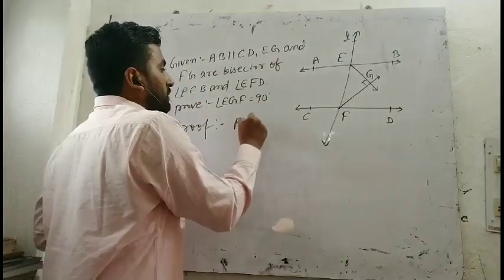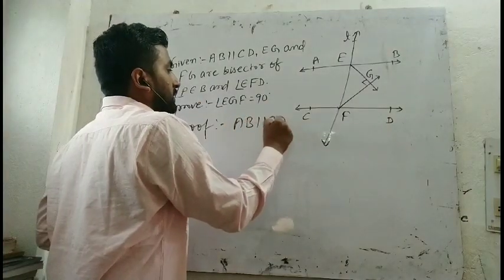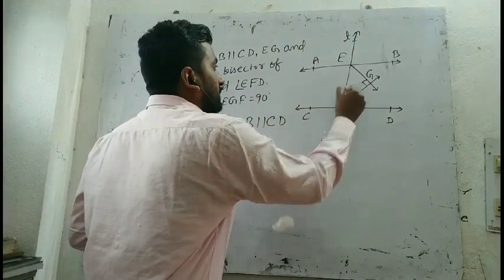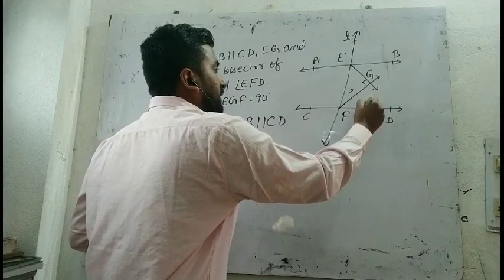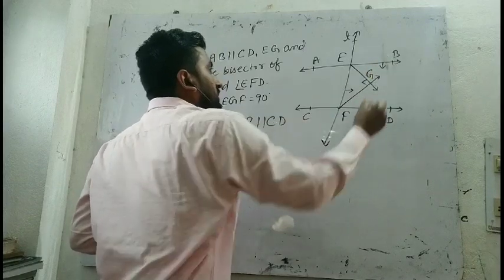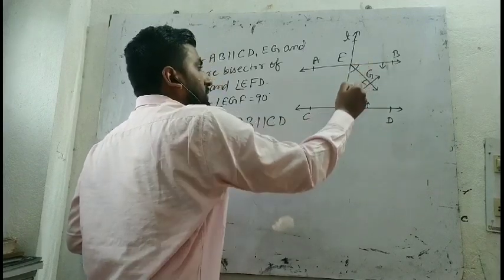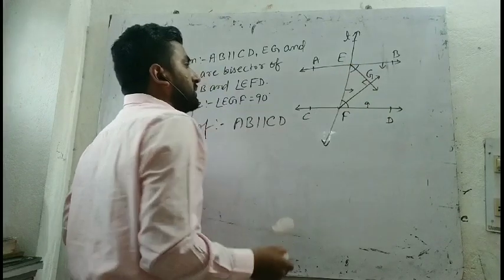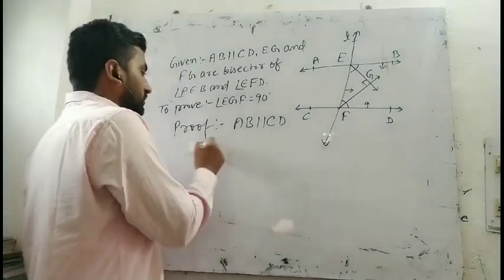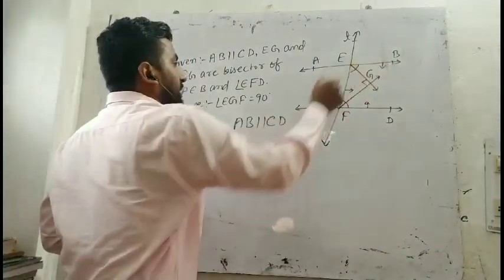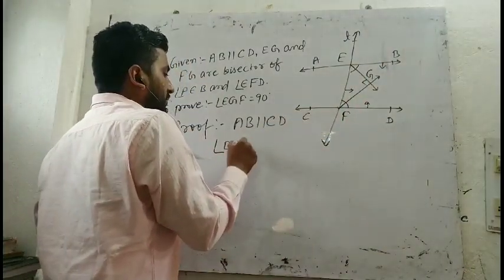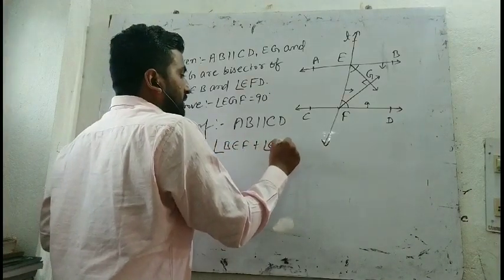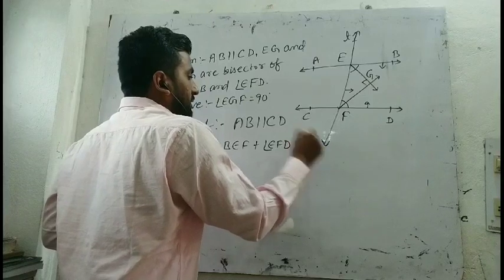AB is parallel to CD, given. So the angles forming on the same side of the transversal and interior of the parallels, the sum of this angle and this angle is 180 degrees by co-interior angles. So we can write angle BEF plus angle EFD is equal to 180 degrees.